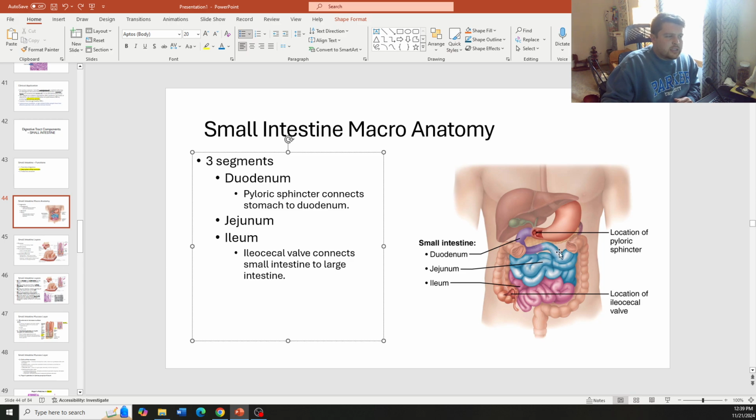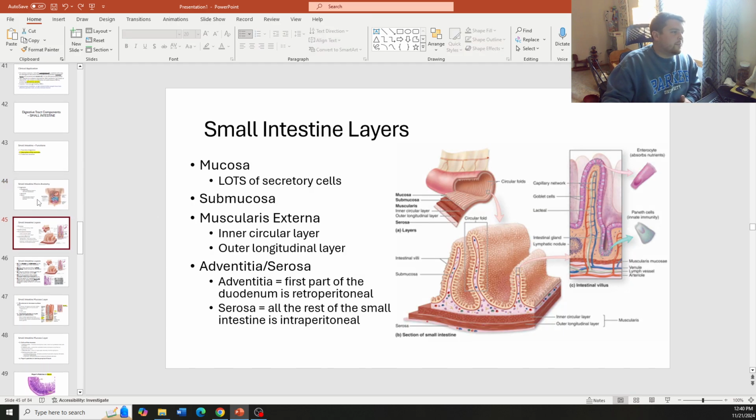It will eventually continue through the jejunum and then eventually into the ileum. The ileum then into the large intestine. And we'll talk about that when we get there.